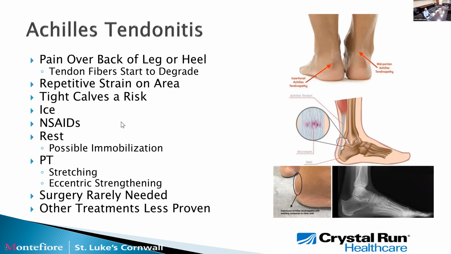Initial treatment usually consists of, again, ice and anti-inflammatories, resting it with possible immobilization. Usually in a walking boot. Sometimes it's really refractory. We'll even put people in a cast for a few weeks. And then physical therapy. So stretching is important. Again, I said tightness in the calf muscles and then the tendon can make this worse. And then a specific kind of strengthening called eccentric strengthening, where the muscle and the tendon are loaded but lengthened.